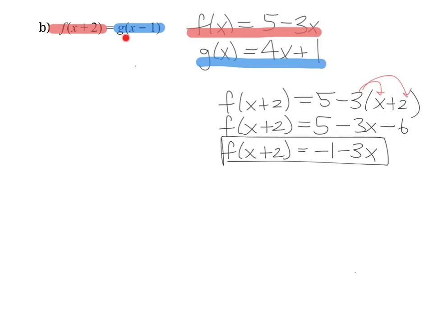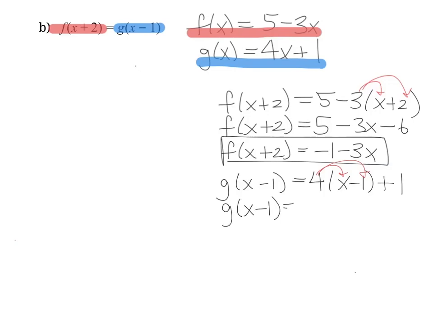So now let's simplify what g of x minus 1 is. So we have g of x minus 1 is equal to, we know that this just means I'm plugging into the function g the expression x minus 1. So every time I see an x, I'm going to replace it with x minus 1. So we have 4, and instead of x, I'm putting in x minus 1, plus 1. And we know what to do here. We're going to distribute this 4 into the bracket. So we've got g of x minus 1 is equal to 4x minus 4 plus 1. So we've got g of x minus 1 is equal to 4x minus 3.